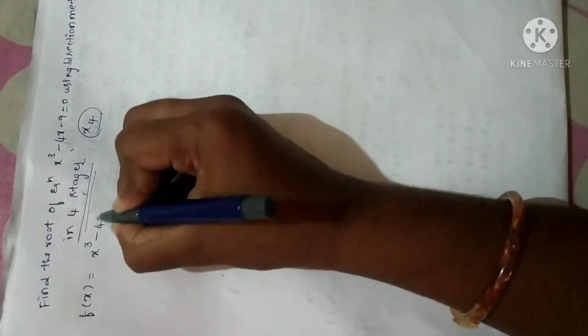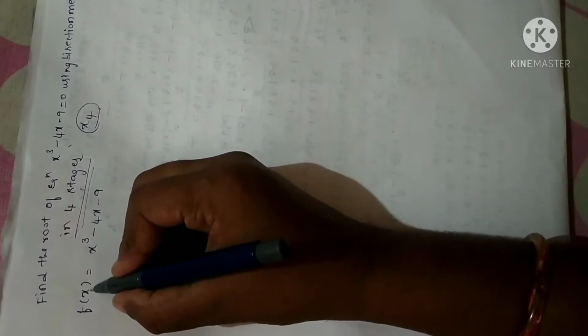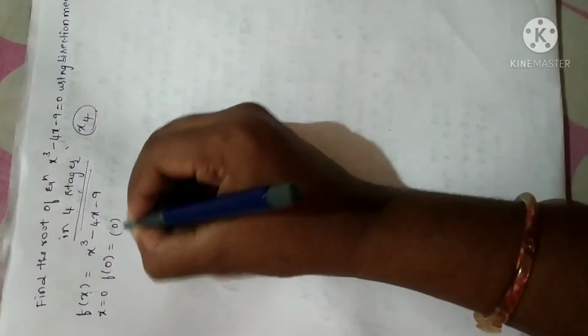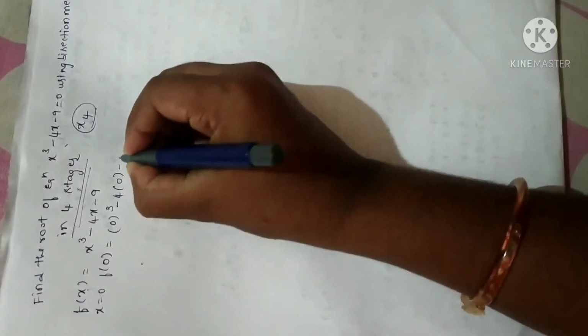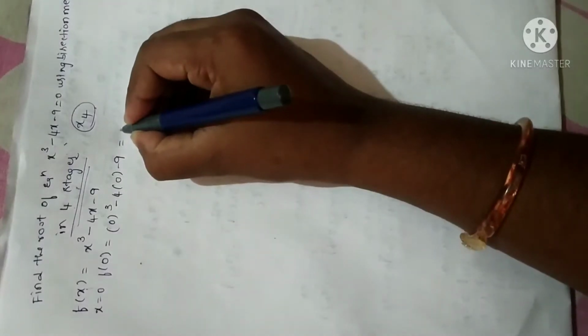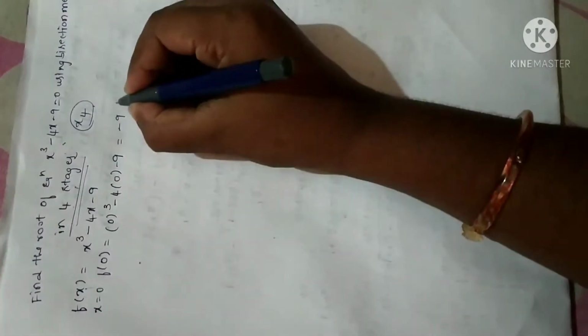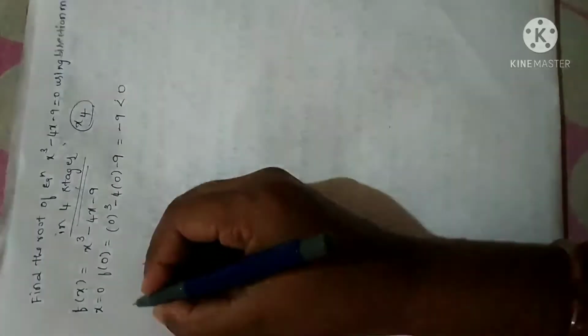Now the first step is I have to choose the given polynomial as f of x. Assume f of x as the given polynomial x cube minus 4x minus 9. Now we have to keep on giving the value of x until we get one negative value and one positive value. First let me give the value of x is equal to 0. So you will get f of 0 as 0 cube minus 4 into 0 minus 9. After simplification you are going to get minus 9. Obviously it is negative, right? Less than 0. Next I am going to give x as 1.